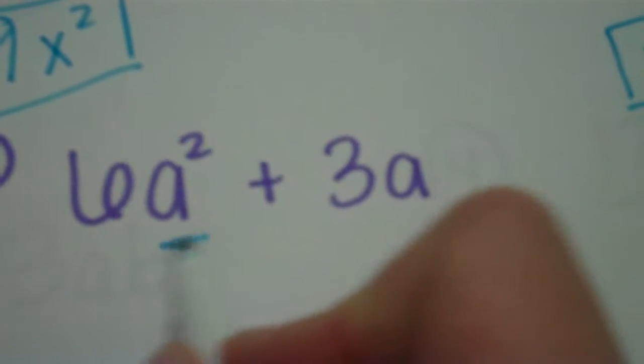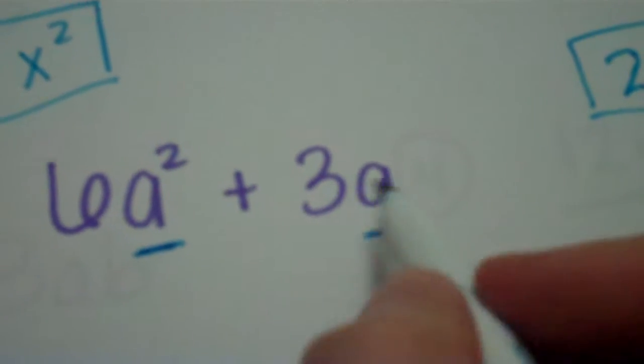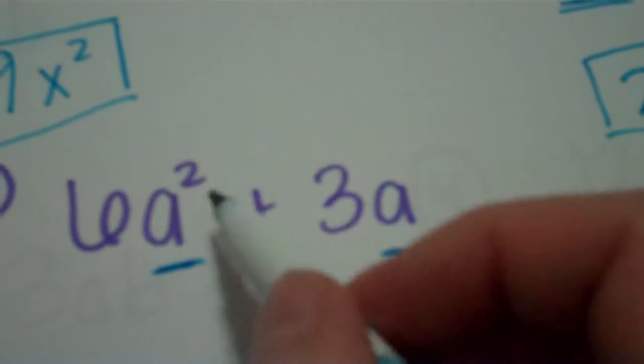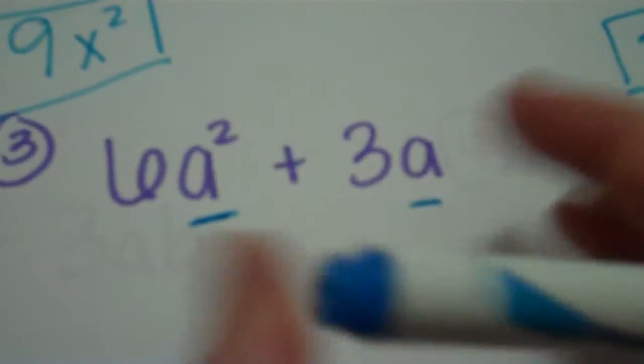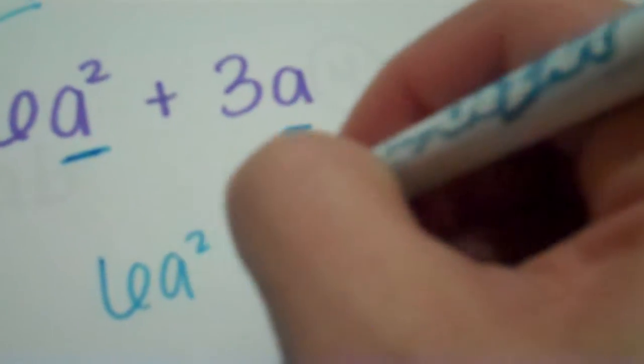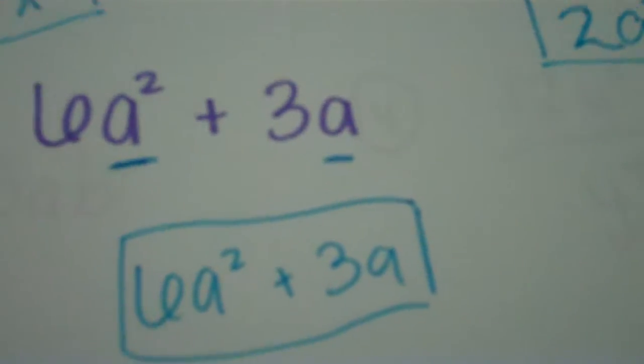What about here? Here I have a squared, and here I have a. Are those the same? No, they're not. They're different. That's a squared, that's a. There's no squared there. So I cannot add these things together. So that's just my answer: 6a squared plus 3a. Because you cannot actually add them together. So that's the best you can do.